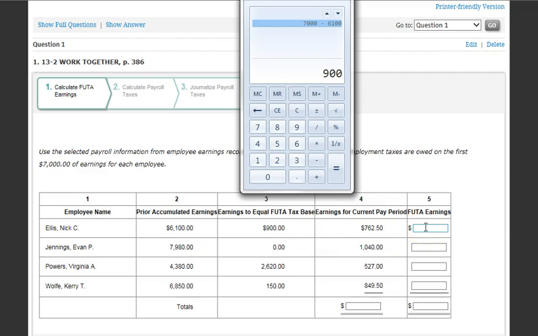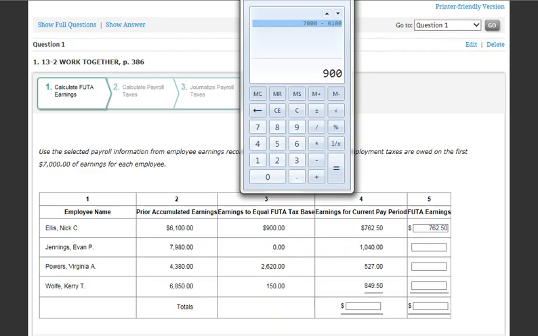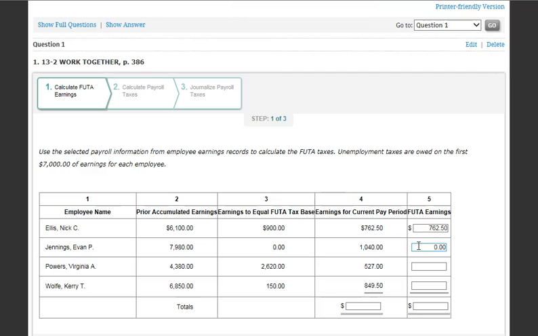And the number that goes in here is the smaller of these two numbers. So here we're going to do 762.50. Okay, let's try that again. 7,000 minus 7,980. Since we have a negative number here, we put 0 there. And then from these two numbers, the smallest one goes in here, which is 0.